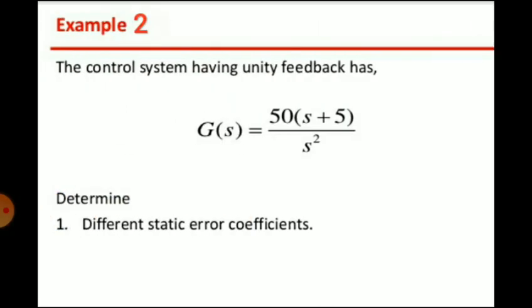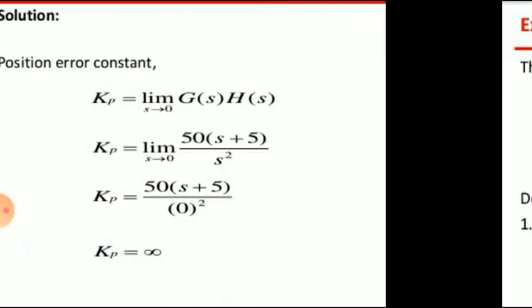Then the second problem: the control system having unity feedback, meaning H(s) equal to 1. G(s) equals 50 times (s plus 5) upon s square, and we are asked to find the different static error coefficients: the positional error coefficient Kp, the velocity error coefficient Kv, and the acceleration error coefficient Ka.